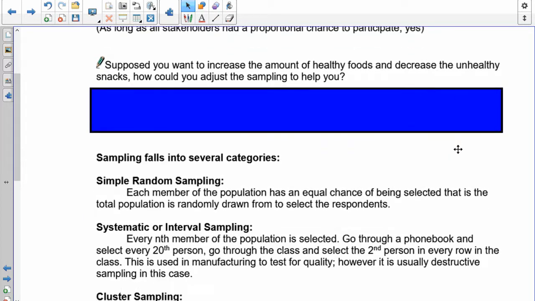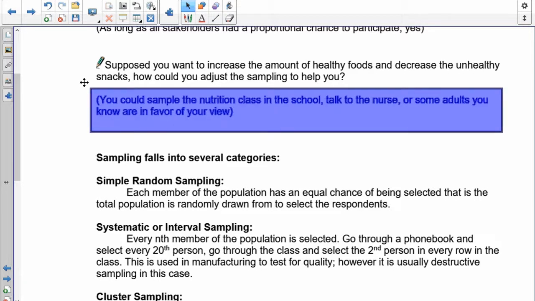Suppose you want to increase the amount of healthy foods and decrease the unhealthy snacks. How would you adjust your samples? Now I want you to be sneaky. I want you to try to get a result that would be saying that everybody wants more healthy foods. So how would you go about sampling that? Pause the recording and do that.